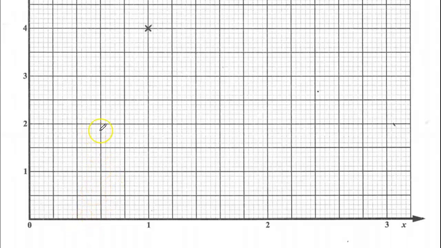So 0.5 is midway between 0 and 1. Up to 3.5 should be somewhere there, right? And the other point was 2 and 6.5. So here is 2, and 6.5 will go up to 6.5. That's there.